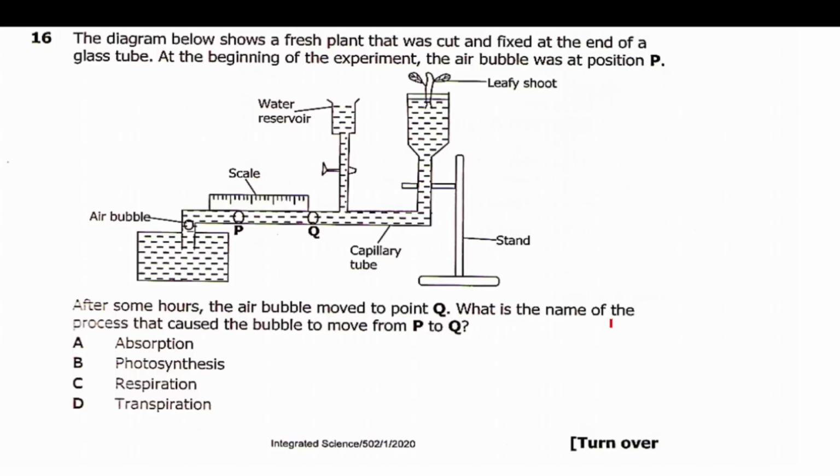What is the name of the process that caused the bubble to move from P to Q? So here the process is transpiration. Transpiration is the loss of water by a plant through the leaf. As the leaf loses water, it creates a pressure which sucks more water to replace the water released into the atmosphere, and that pressure causes the movement of the air bubble.